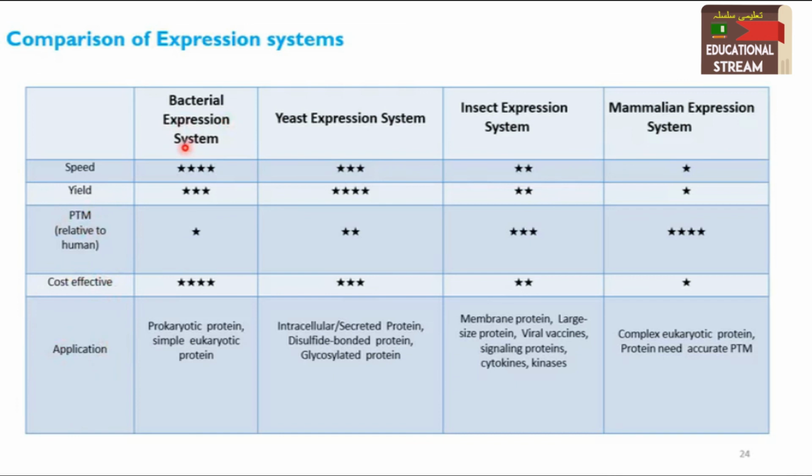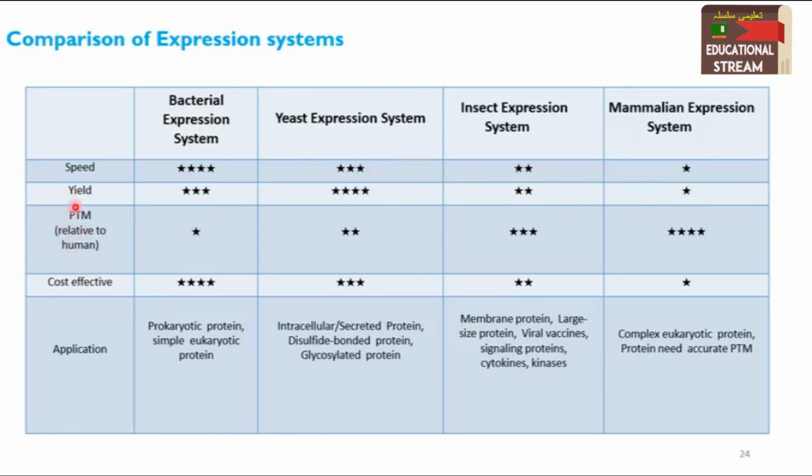The most efficient system in which we can obtain expression of the recombinant protein in less time, with more speed, is the bacterial expression system. Second is the yeast expression system, third is the insect expression system, and the speed of expression in the mammalian system is very low. From a yield point of view, the highest yield of recombinant protein is obtained using the yeast expression system. Second is the bacterial expression system, then the insect expression system, and a low yield is obtained using the mammalian expression system.